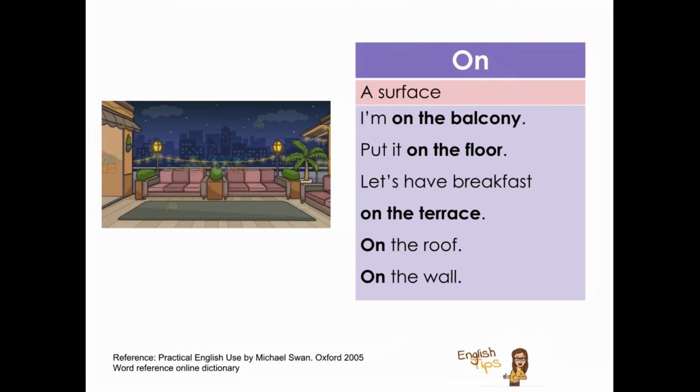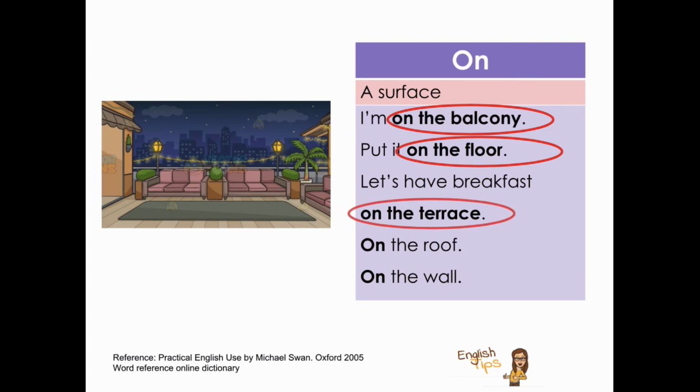The word on, the preposition on. Here we find it in phrases referring to a surface. For example, on the balcony. Put it on the floor. Let's have breakfast on the terrace. On the roof. On the wall.